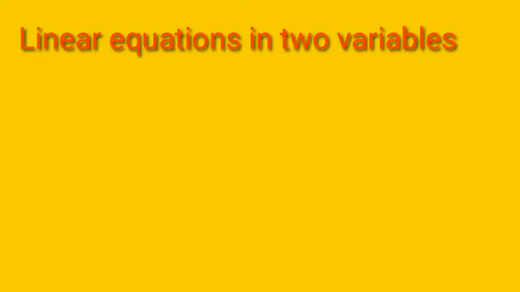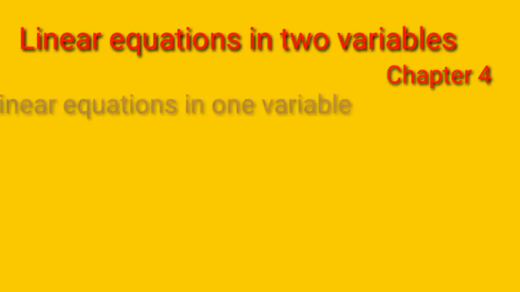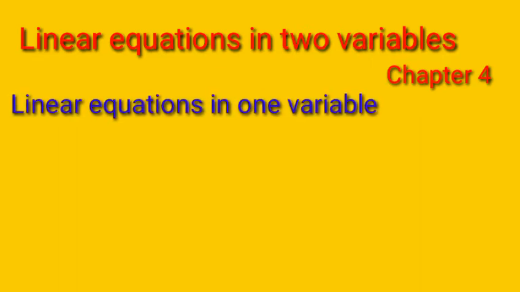Hi students, today we are going to start our new chapter, linear equations in two variables. It's chapter 4. In earlier classes we have already studied linear equations in one variable. For example, x plus 2 is equal to 0. That is a linear equation in one variable. Here x is the variable. Only one variable x is there.